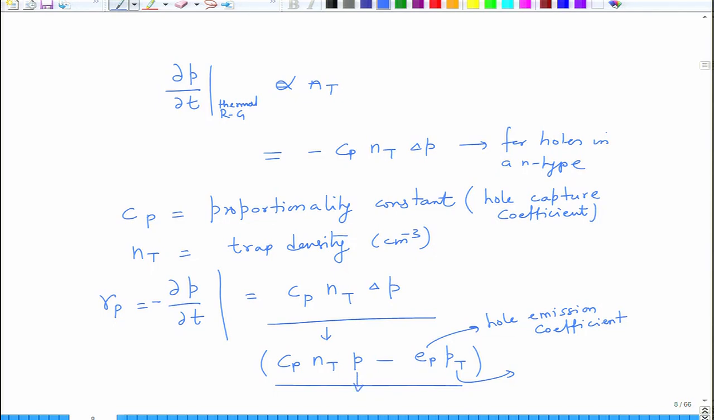In order to simplify this, if you take Cp as common, this becomes Cp into ntp minus some other constant p1 into pt, and you can write this in approximation as Nt into delta P. Okay. So, these are some approximations that you make for these.